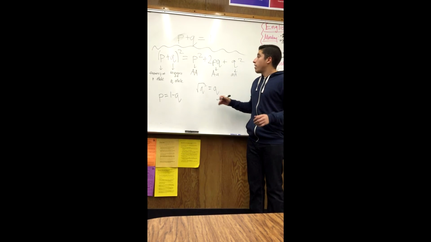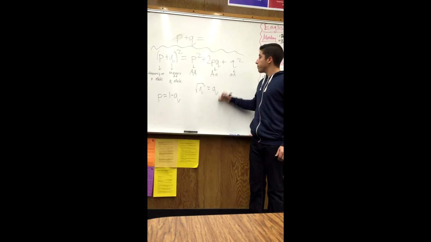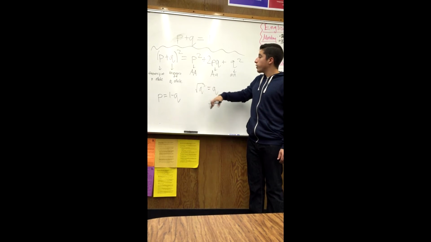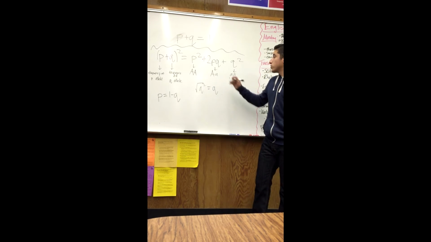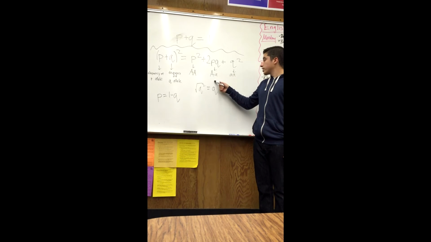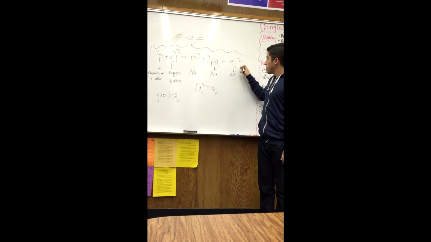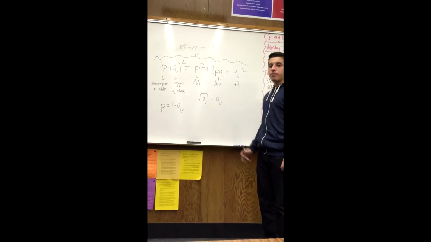Now we can find all of the genotype frequencies, because all we have to do is plug them in. Once we have p, we square it and we get our homozygous dominant genotype. We use the 2, substitute in p and q, and we get our heterozygous. We substitute in q, square it, and we get our homozygous recessive genotype.